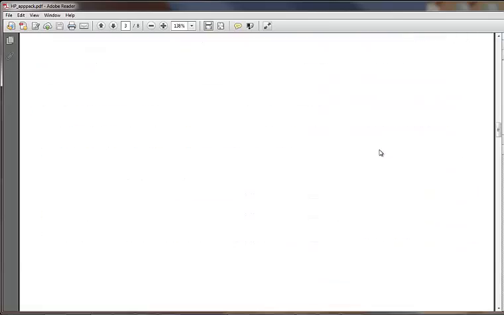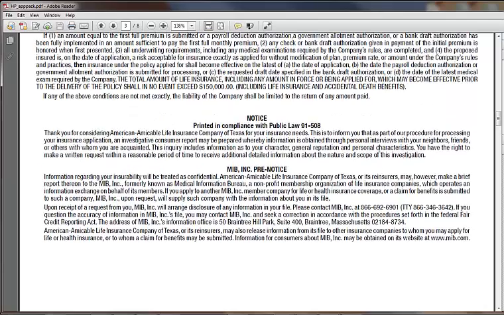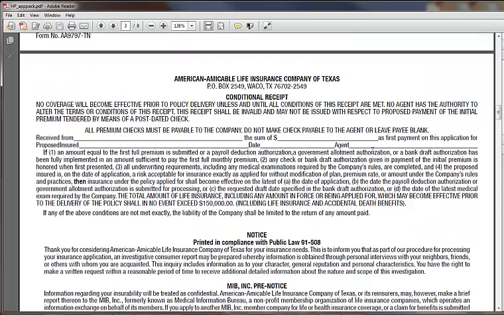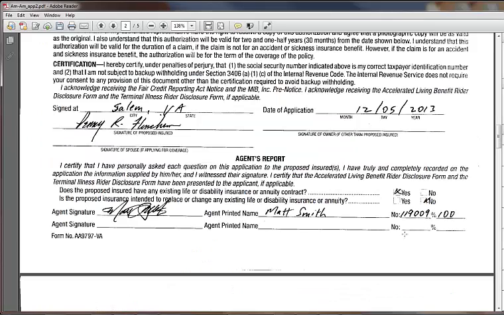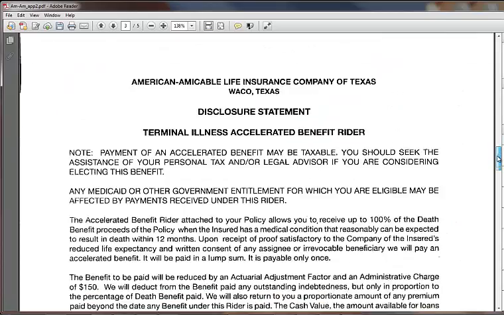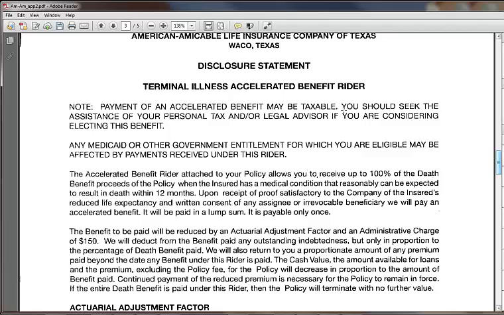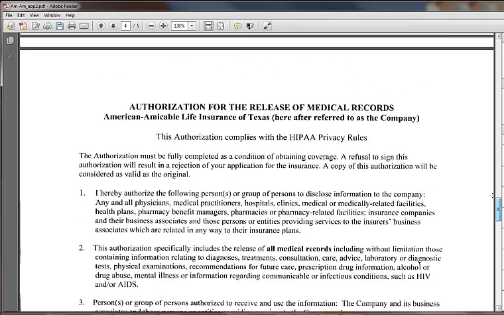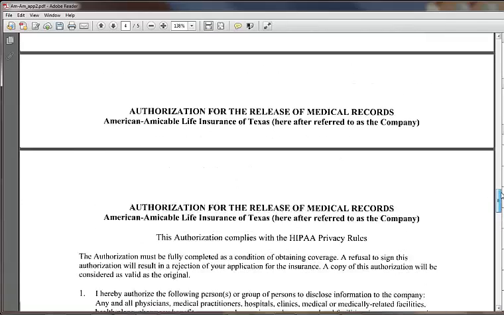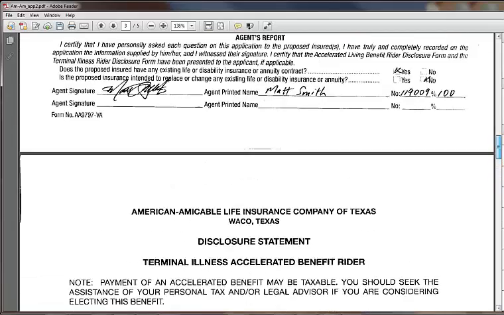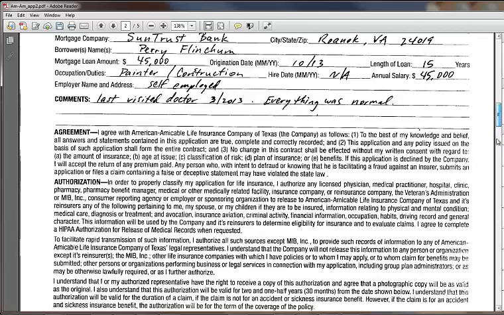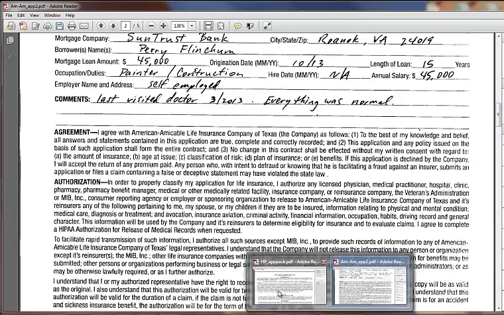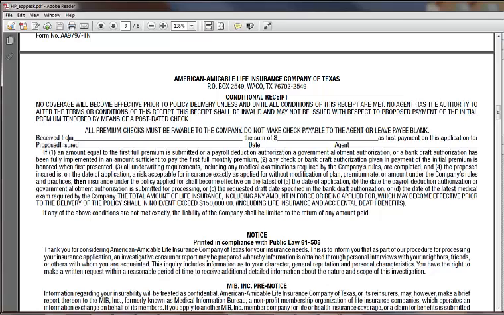And this is what you will leave behind with the client, along with the terminal illness disclosure, and I think there's one other one. There's another copy of the HIPAA authorization. So any of those disclosure statements you do leave behind with the client, along with this conditional receipt.